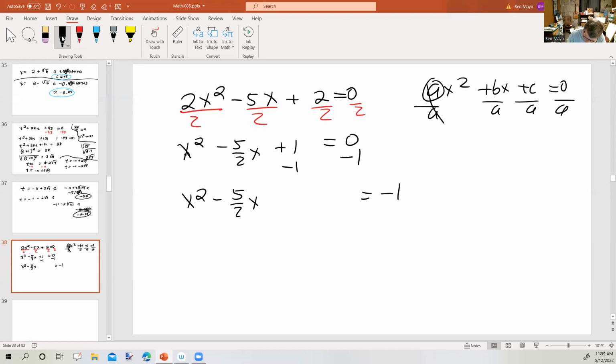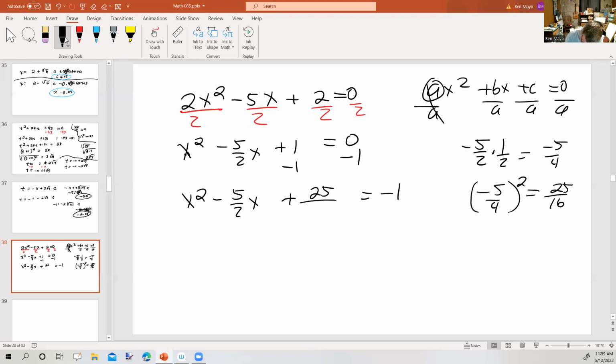I left a space to put that number that I'm going to add to both sides. So I take the coefficient of x, I divide it by 2 or multiply it by 1/2, so I get negative 5/4. I square that, which gives me 25/16, and I add that to both sides of the equation.